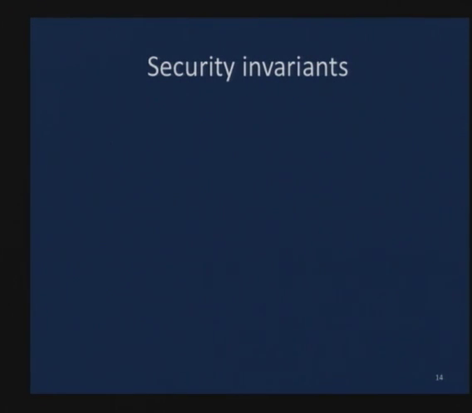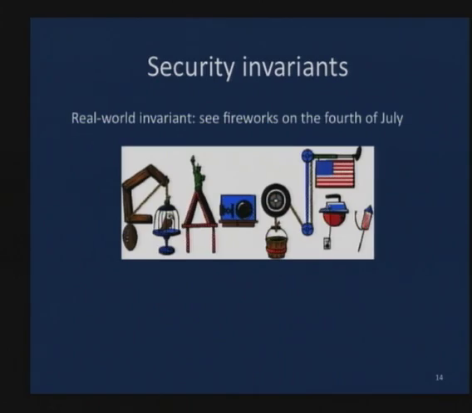To help motivate what a security invariant is, I've got a real-world example. A real-world example of an invariant could be that you see fireworks on the 4th of July. If you see fireworks, you know that everything's okay. It doesn't matter how those fireworks end up getting in the sky. It could be a kid with a match lighting off fireworks, or a sophisticated computer-controlled, coordinated fireworks show, or maybe, as shown here on this figure, this Google Doodle, a Rube Goldberg machine where you have to kick a football and a bird eventually leads to an iron lighting the firework. Independent of how the firework ends up getting in the sky, as long as you see fireworks up in the sky on the 4th of July, you know that everything's okay.